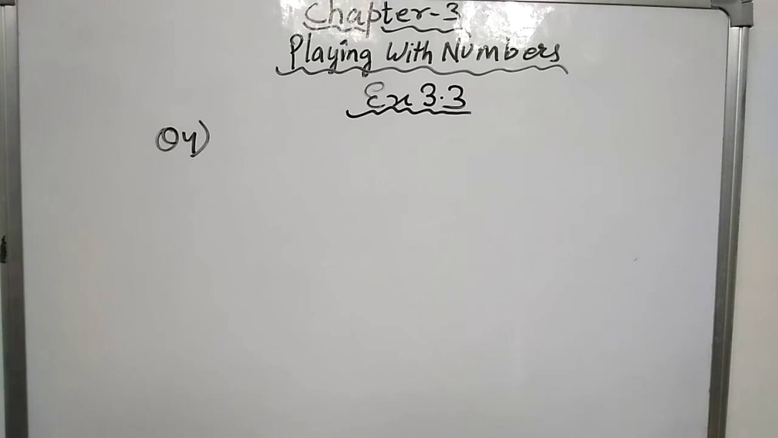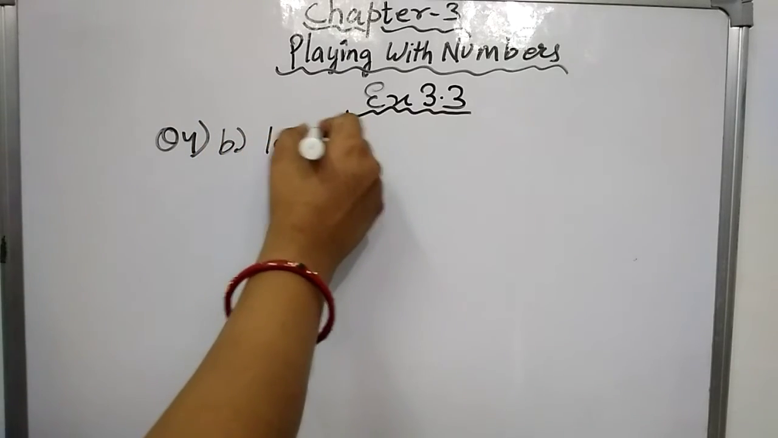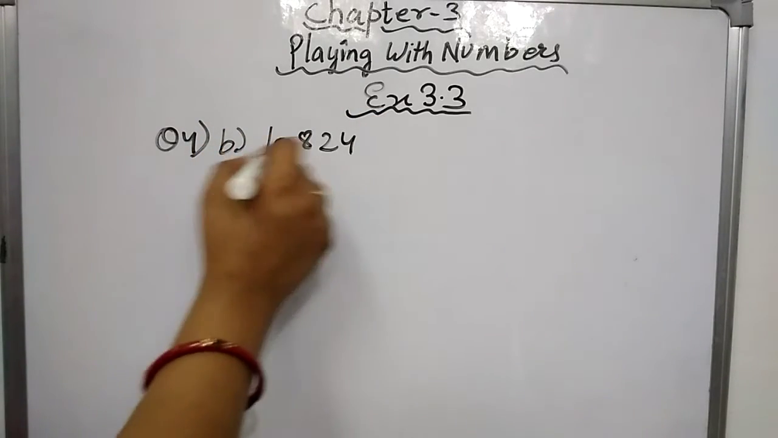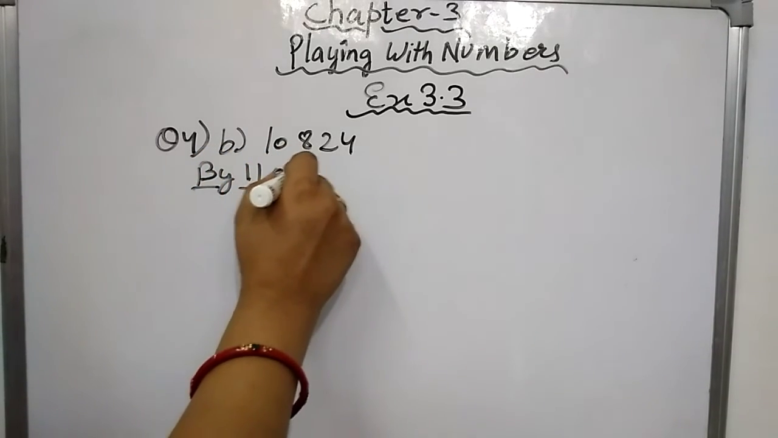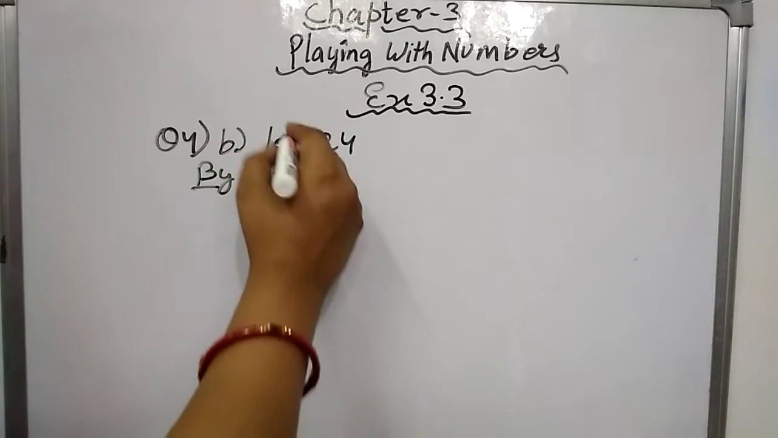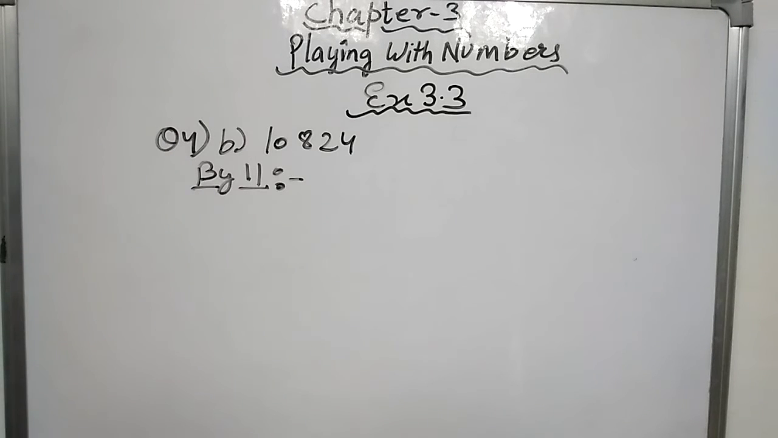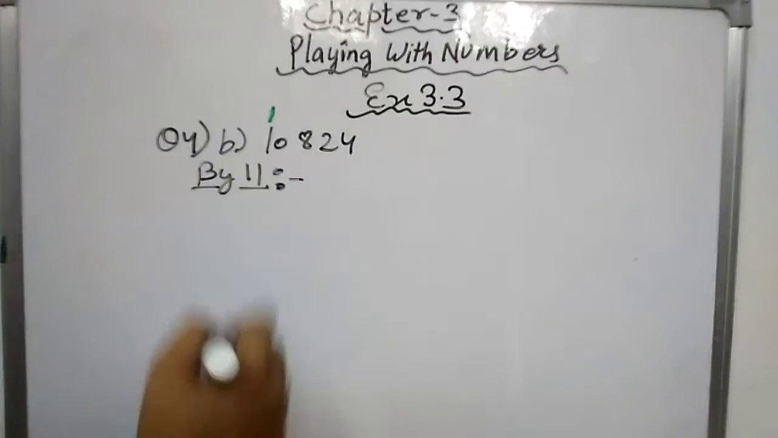Moving ahead to question number 4. Using divisibility test, determine which of the following numbers are divisible by 11. Let's take number 10,824. For divisibility by 11, we need to find out difference between the sum of even digits and sum of odd digits. So in this number, we check even and odd digits from right side. So this is first, second, third and fourth digit.